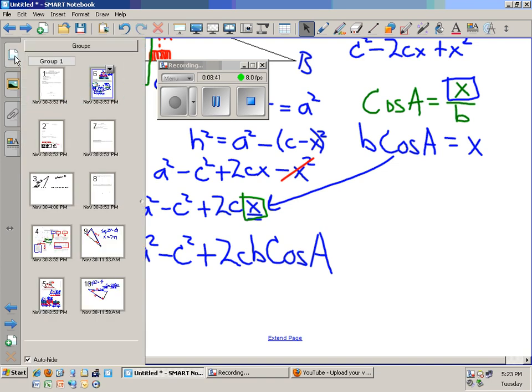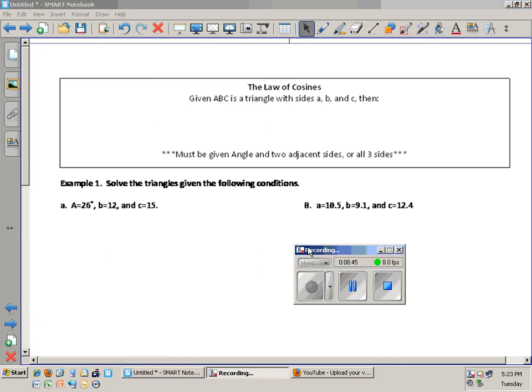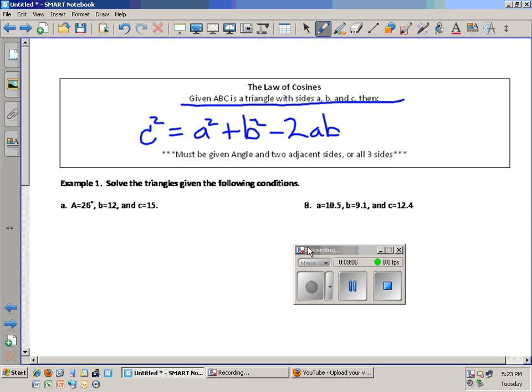So if you flip your notes over, we'll just write that in here just for good measure. It says given ABC is a triangle with sides ABC, then we know this is true. C squared equals A squared plus B squared. Hey, that looks like Pythagorean Theorem. Except we have this minus 2AB cosine. Whoop. Capitalize that for good measure. Cosine of C. And there you have it.